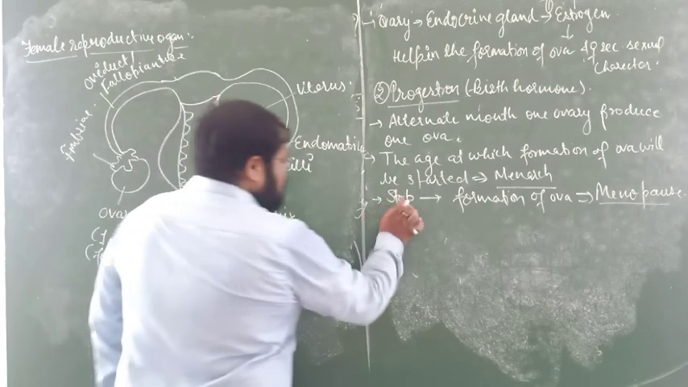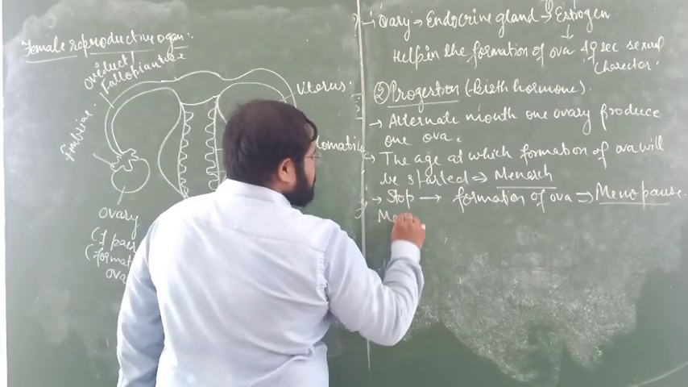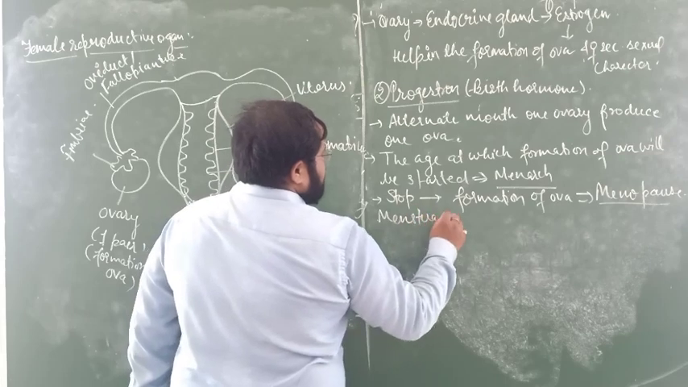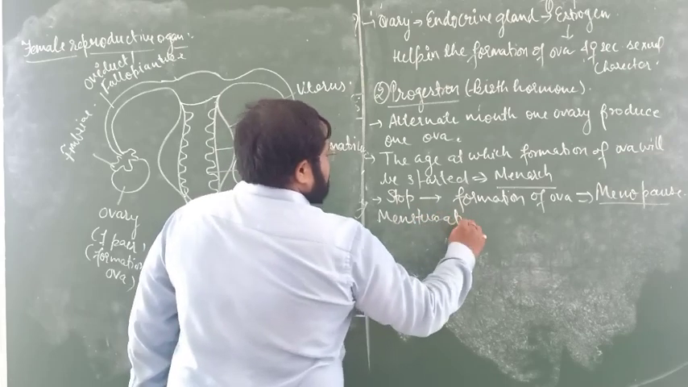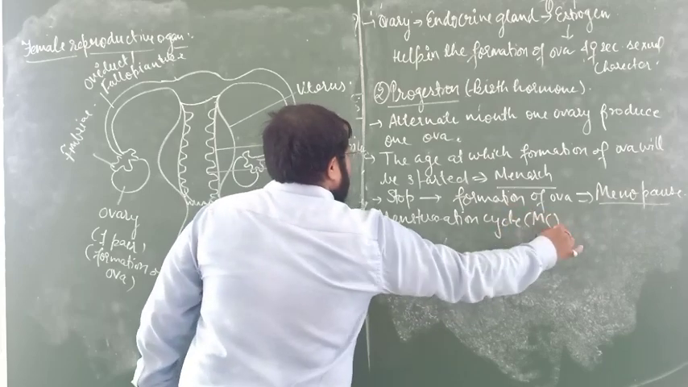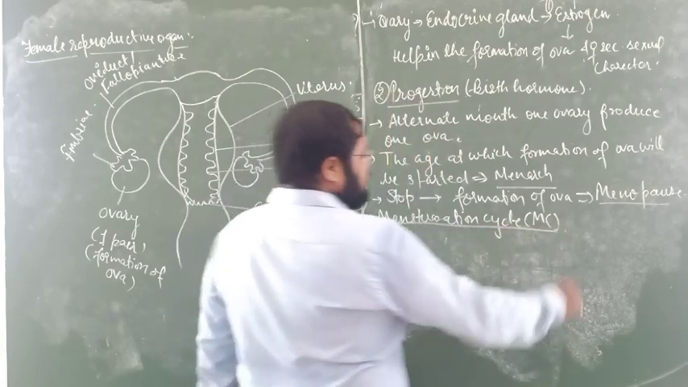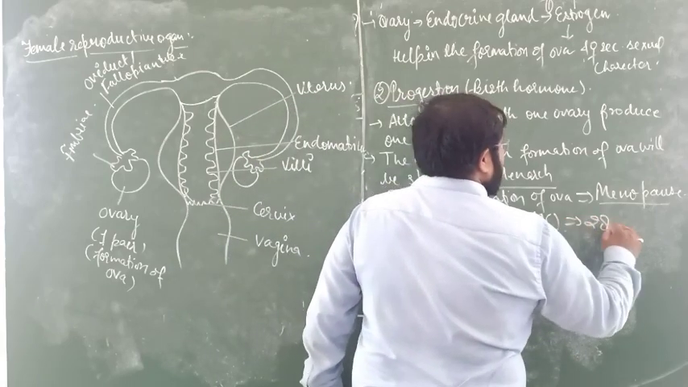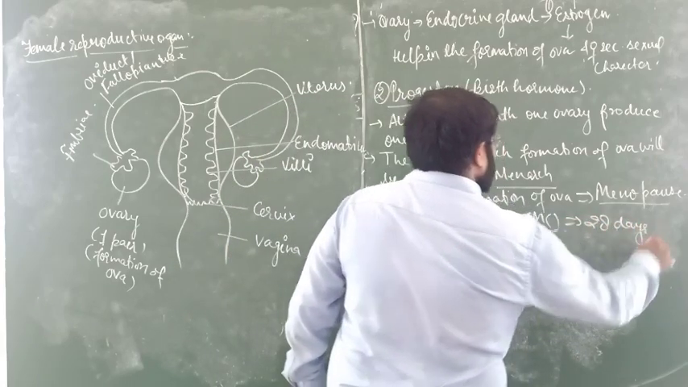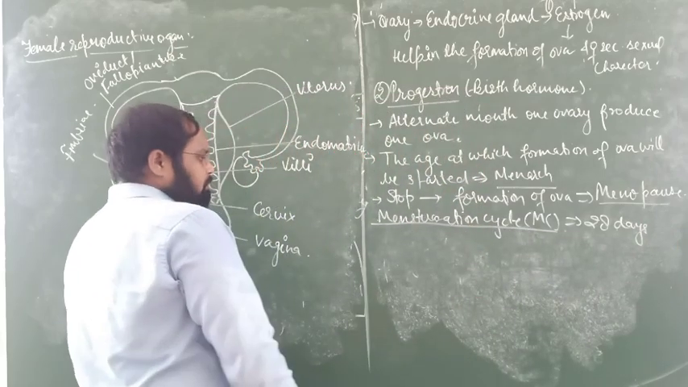That one cycle which operates is called the menstruation cycle. It is commonly called MC. That menstruation cycle will be completed in 28 days, but that menstruation cycle is not in your syllabus.